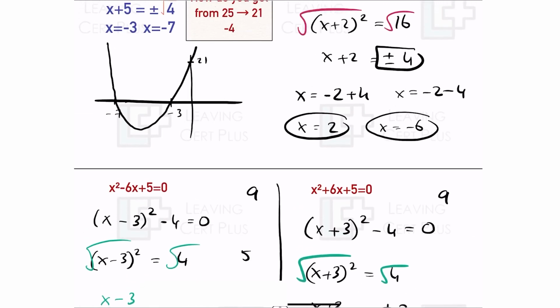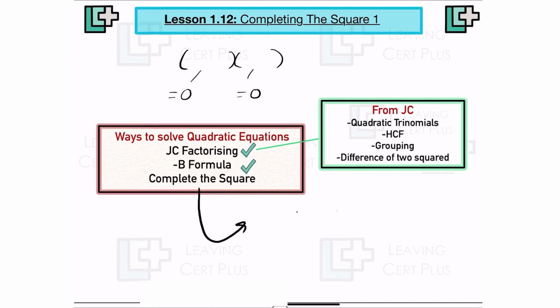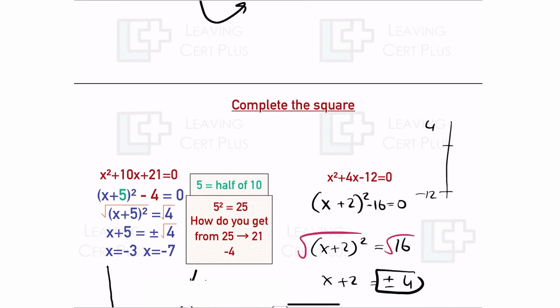So that's the basics on how to complete the square. Just 2 important steps. So it's going to be half of this number, and then ask yourself, where am I? I need to get to here, and act on it accordingly.